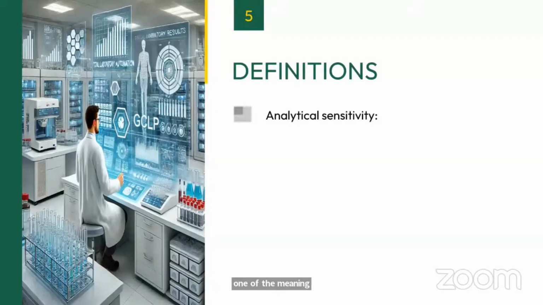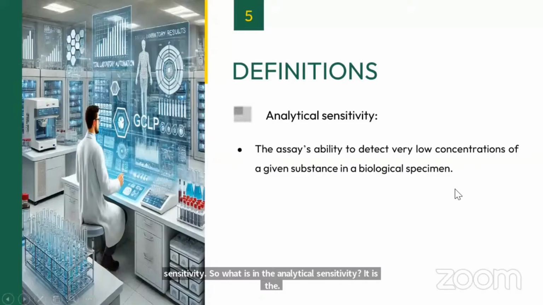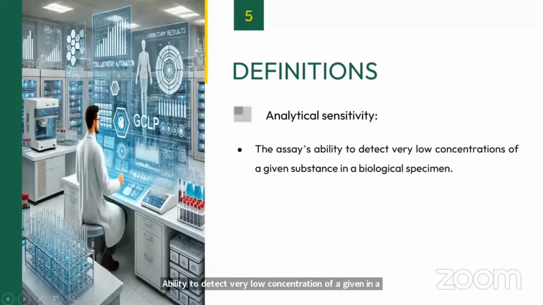So first of all, we'll start with the analytical sensitivity. So what is analytical sensitivity? It is the ability to detect very low concentration of a given substance in a biological specimen. So what is the minimum concentration? We know many of the analytes are measured at very high concentration, but there are certain analytes which are present in a very trace quantity or at very low concentration. So that will be helpful to determine this analytical sensitivity. So it is the ability to detect very low concentration of a given substance in a biological specimen.